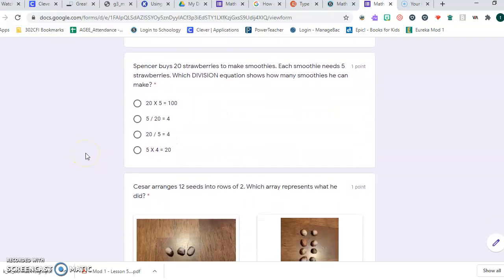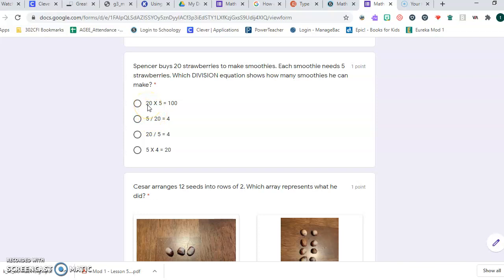And then the third question here, we have Spencer buys 20 strawberries to make smoothies. Each smoothie needs 5 strawberries. Which division equation shows how many smoothies he can make? I would recommend using your math notebook to draw pictures to help you make sense of this. But we've got 4 options, and it's asking you for a division equation. And if you'll remember in our notes and in our studies, this sign here, the slash, stands for division.